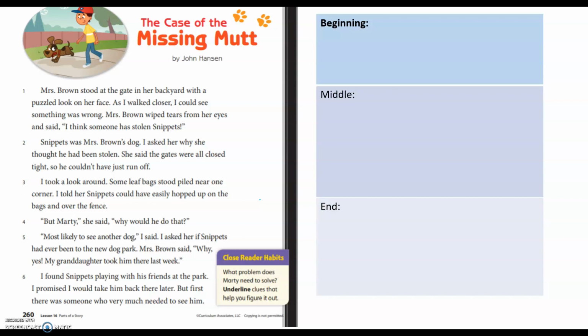You read the story, The Case of the Missing Mutt. Let's read it together and go over your graphic organizer. You may have some different things, especially in the middle, and that's okay.